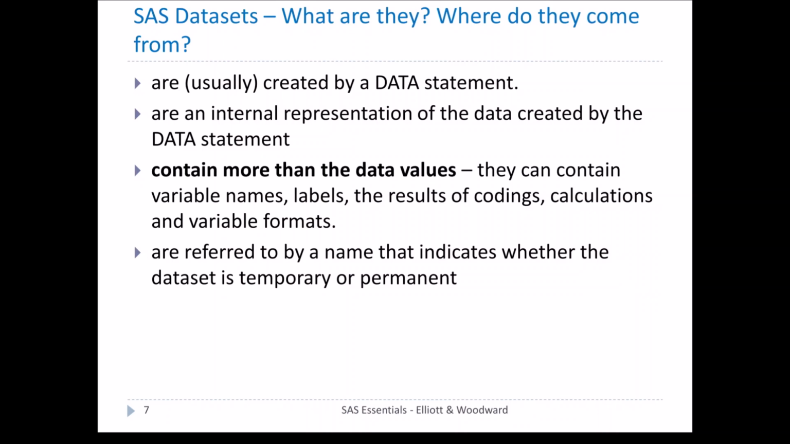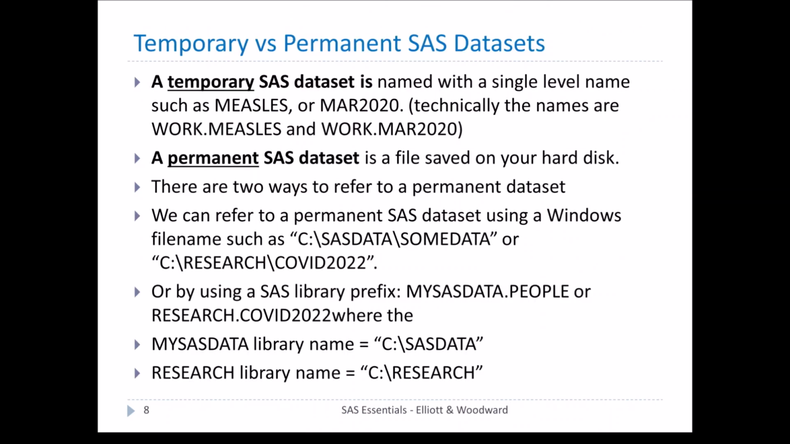This dataset is referred to by a name that indicates whether the dataset is temporary or permanent. So let's look at that. A temporary dataset is named with a single level name like measles and March 2020. We've seen datasets like that. Although technically the name is work.measles and work.march2020, they're working datasets. If you ever see this work prefix, it simply means it is a working dataset and it will be gone when you end SAS. On the other hand, a permanent dataset is a file saved on the hard drive.